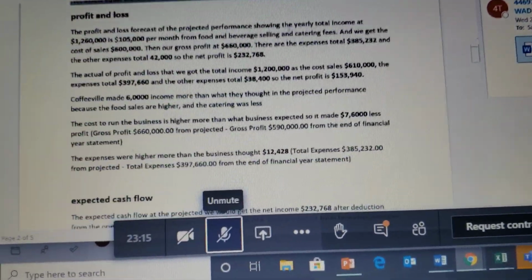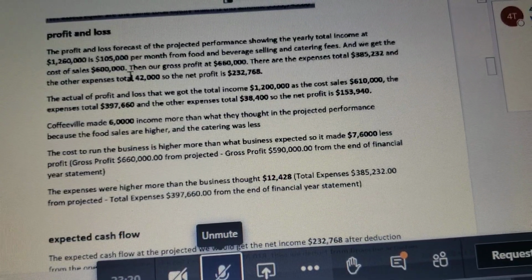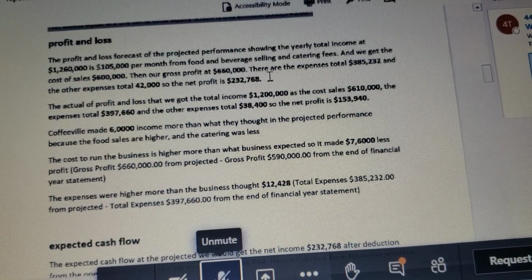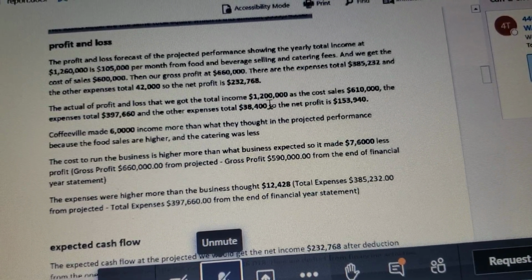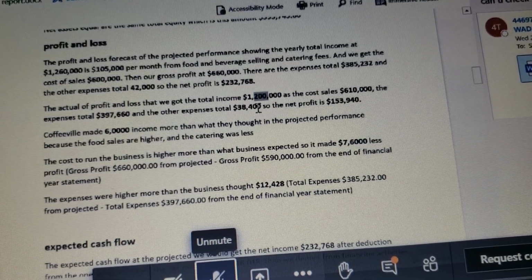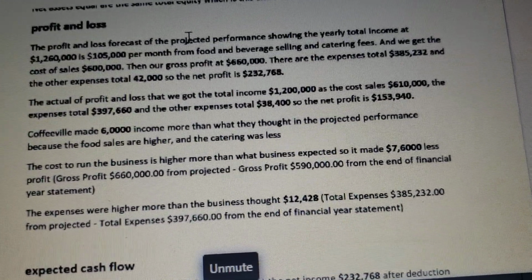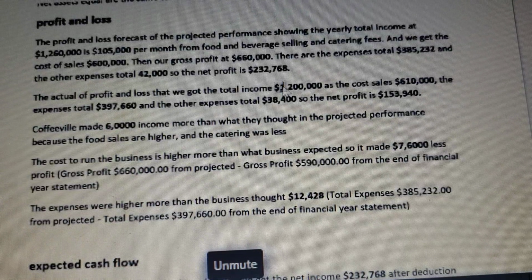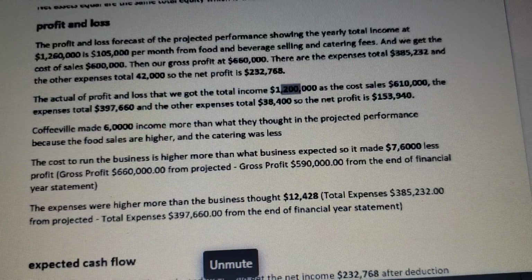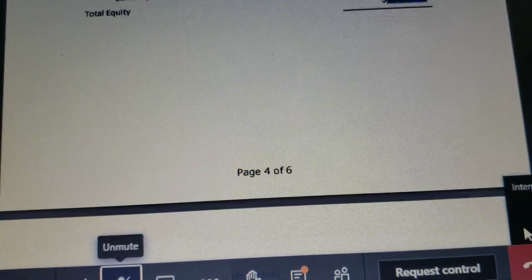For the next one, profit and loss, projected performance showing the, per month. Okay, here is where you did it the opposite way. Because you're saying the projected and you had the correct numbers. However, then here you've said that the actual ones are these ones. This is where you should have included these numbers. So look at the difference. So you just have to fix up your numbers. The way you've explained it is fine.